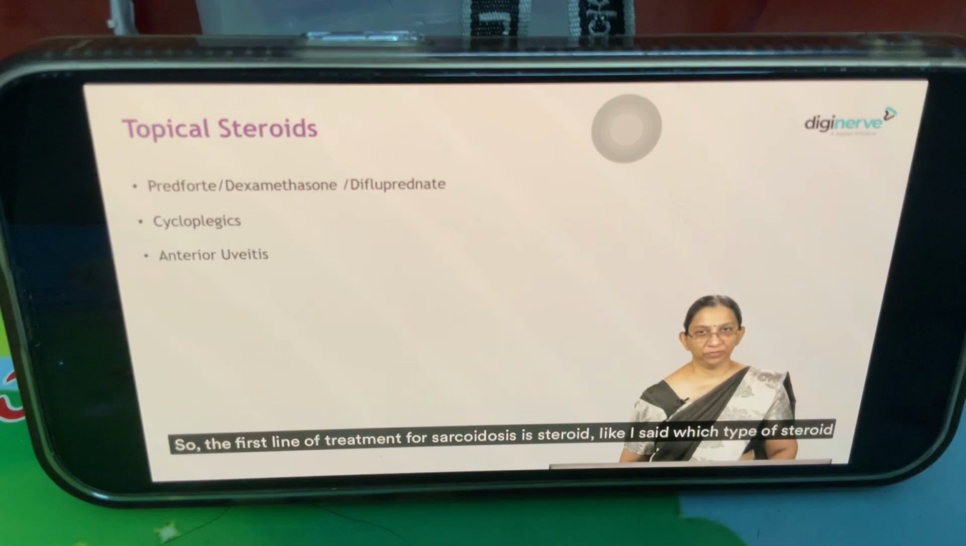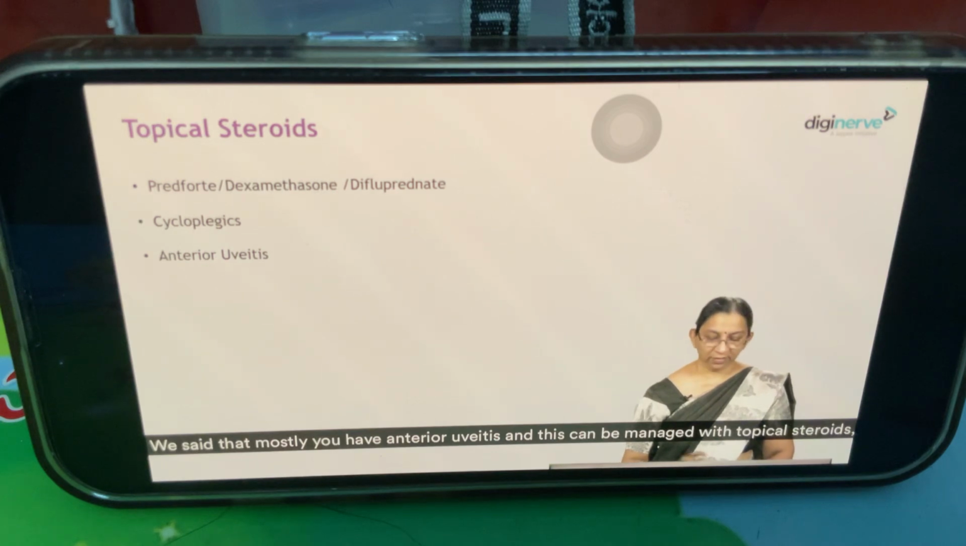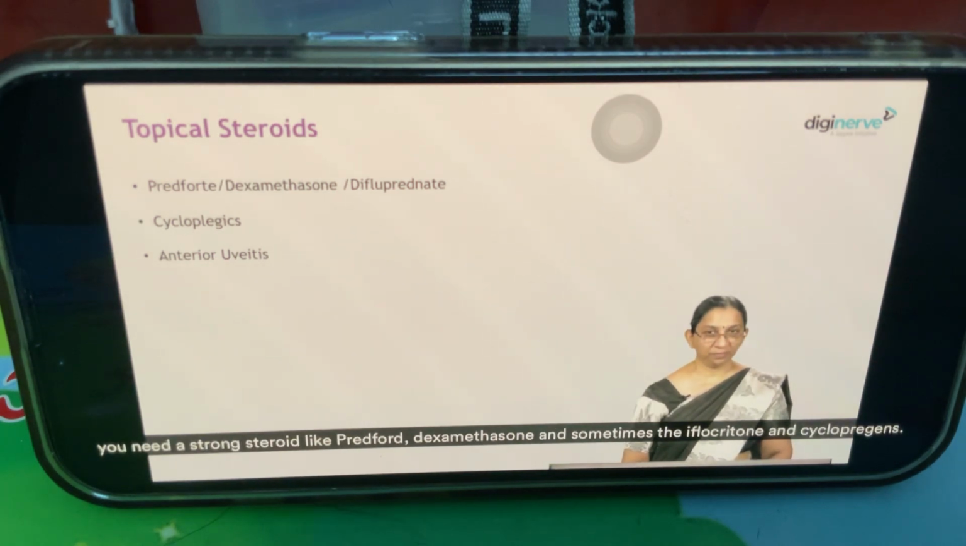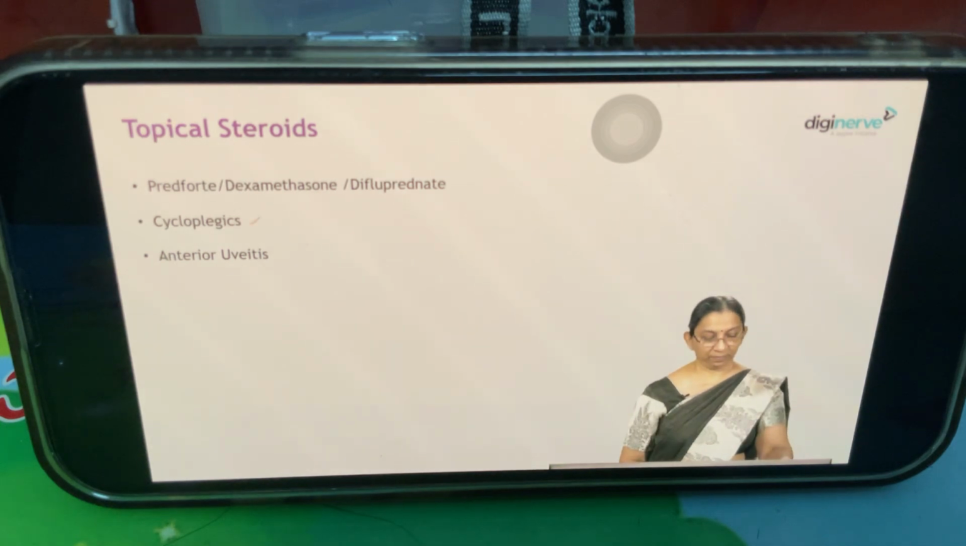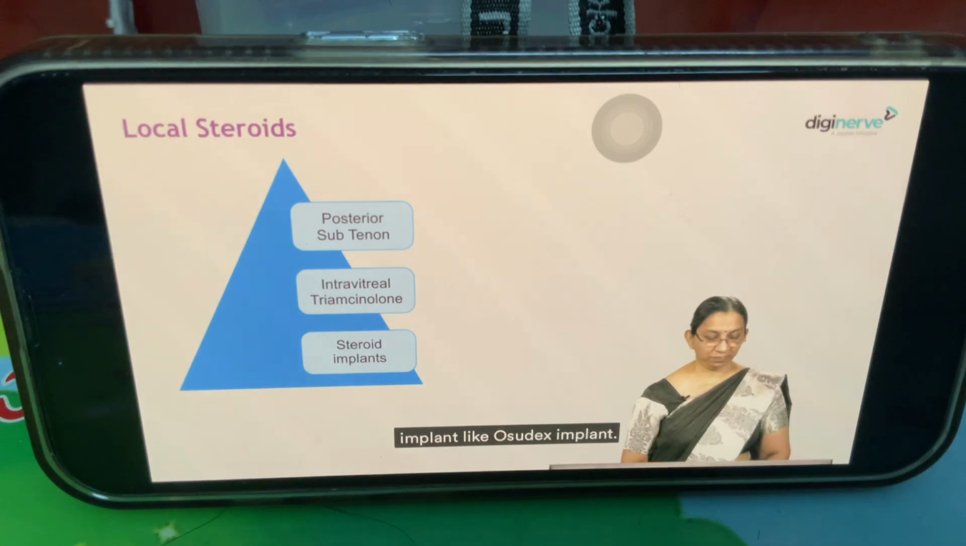So the first line of treatment for sarcoidosis is steroid. Like I said, which type of steroid will depend on the anatomical diagnosis. We said that mostly you have anterior uveitis, and this can be managed with topical steroids. You need a strong steroid like Pred Forte, dexamethasone, and sometimes cycloplegics. The local steroids may be posterior subtenon triamcinolone, intravitreal triamcinolone, or a steroid implant like Ozurdex implant.